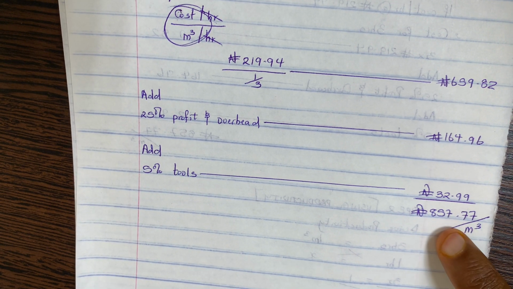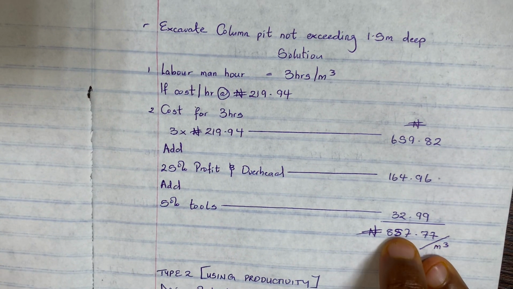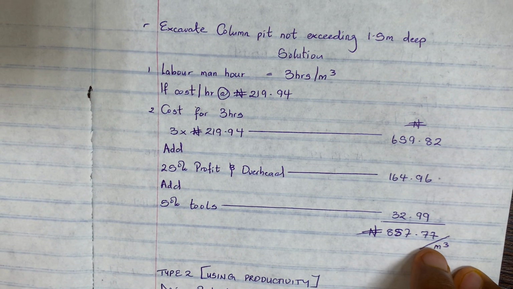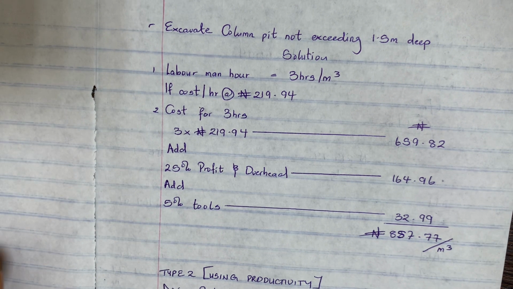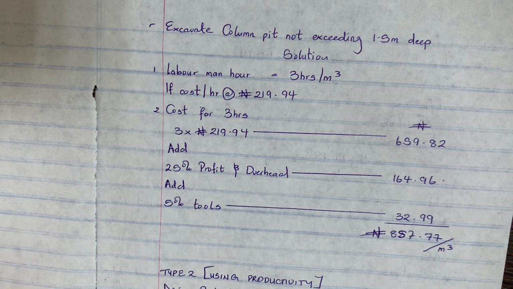So we have 857.77, exactly what we have here, 857.77. So that is how you can estimate when you are given the labor constant and your productivity.